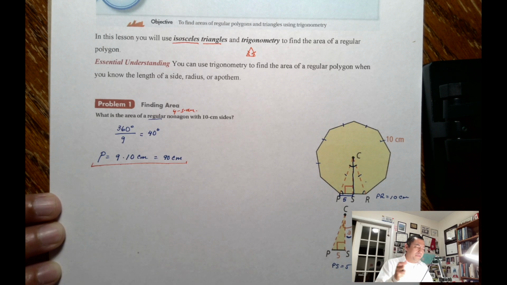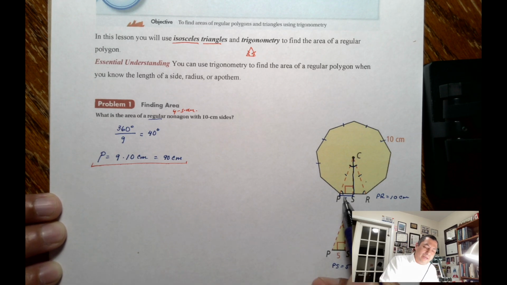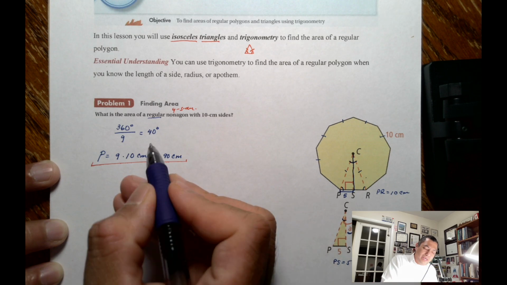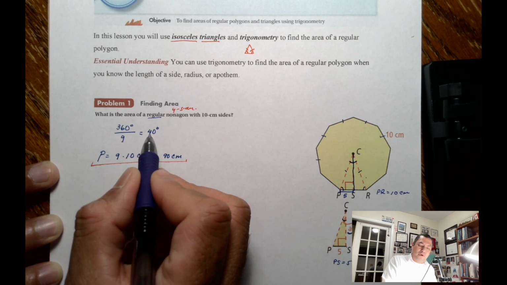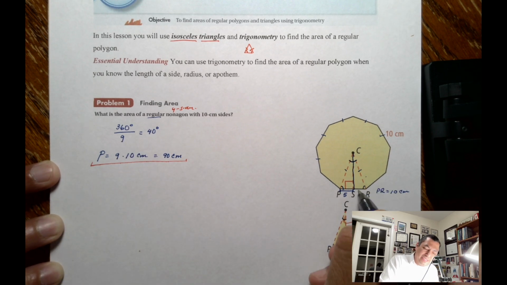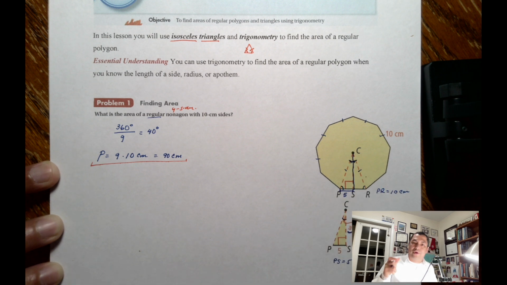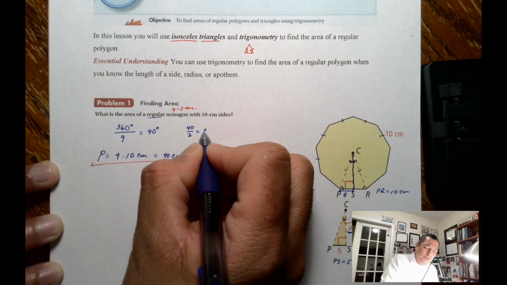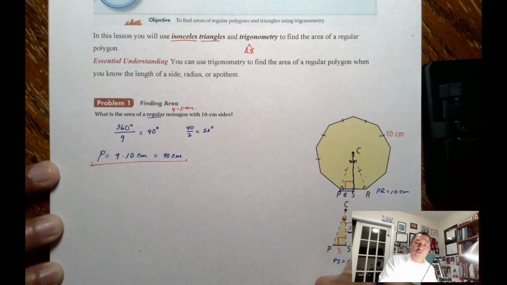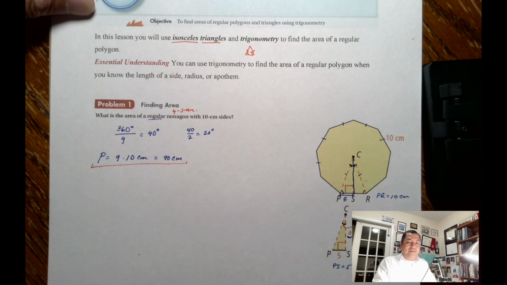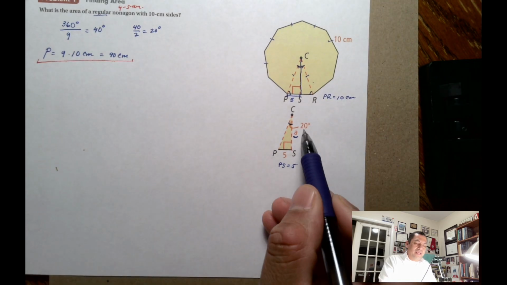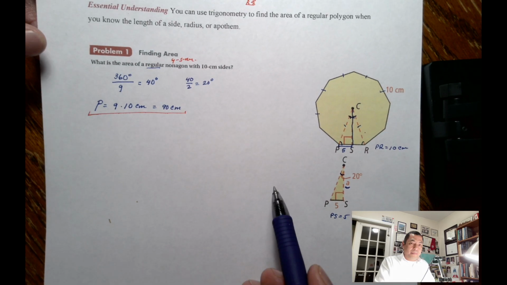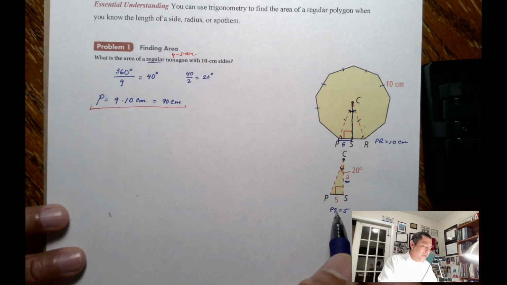So to find the apothem in this case, look at PCS. What is this angle here? It is 20 degrees. Because I know 360 divided by 9 is 40. So in this case, this segment CS splits this angle into two congruent angles. So in this case, I'm going to have 40 divided by 2 equals 20 degrees. So this angle here is 20 degrees, as given in your figure. I'm going to move this paper here. So I have that this angle is 20 because 40 divided by 2 is, in this case, 20 degrees.